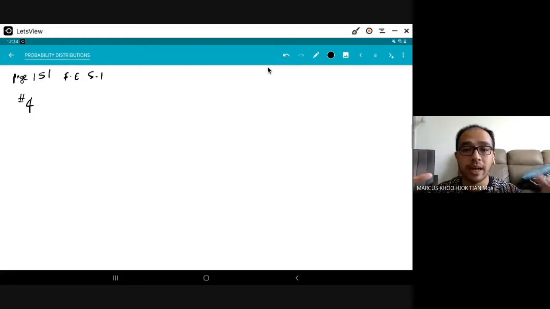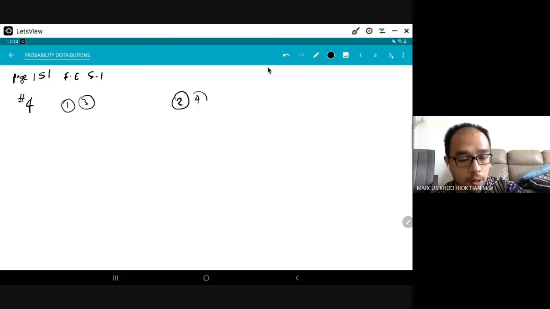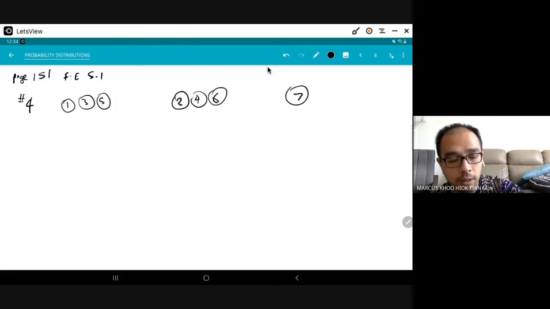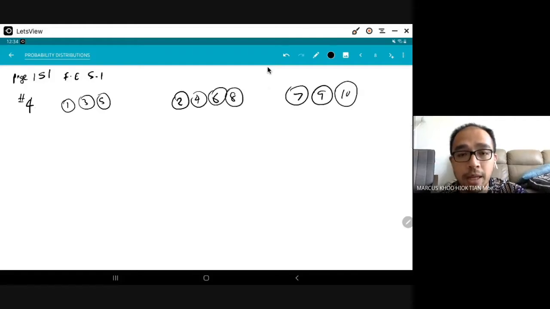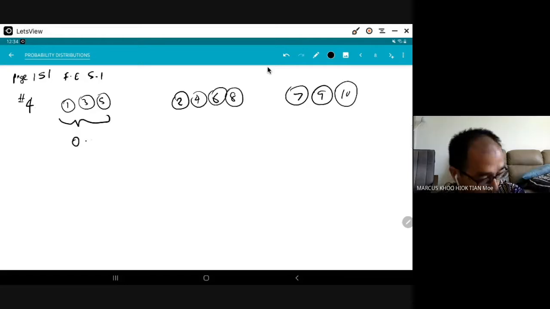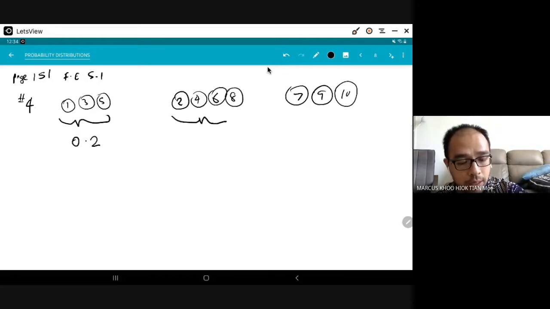the box there are 10 balls. So ball number 1, ball number 2, ball number 3, ball number 4, ball number 5, ball number 6, ball number 7, ball number 8, ball number 9 and ball number 10. Tapi dia bagi tahu bahawa the probability of getting this one is 0.2 and the probability of getting this one is 0.1. So I'm like, kenapa dia bagi macam tu? You know, I was thinking at first.